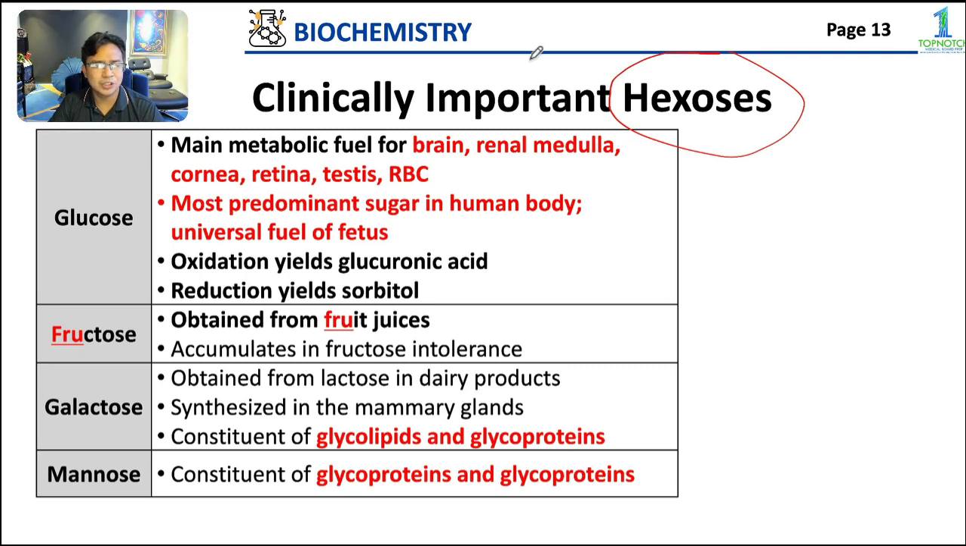Of course, we have here the representative molecule, glucose, the major fuel for the brain, renal medulla, cornea, retina, testis, and the RBC. It is the most predominant sugar in the human body and is the universal fuel of the fetus. Fructose is found mainly in fruit juices, and both galactose and mannose are found in glycolipids and glycoproteins.